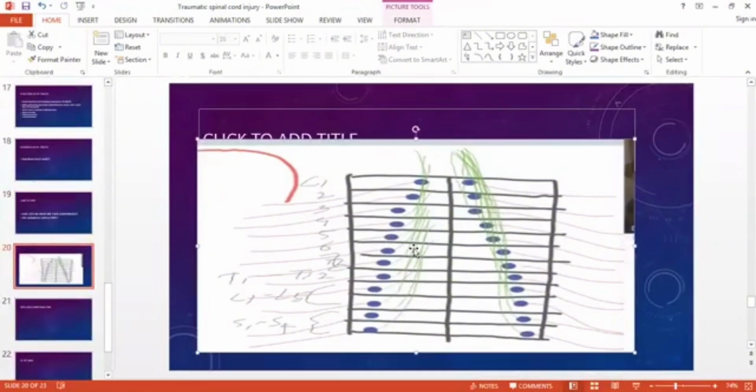That's very appreciated. Okay, now the next thing I want to ask: what will happen to all levels above C5? What will happen from C1 to C4?